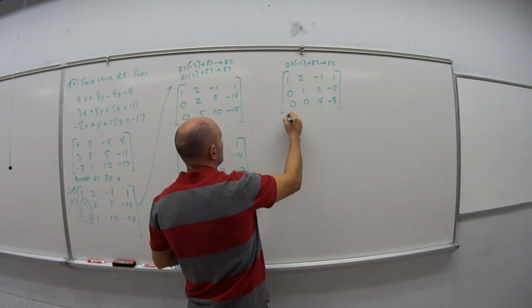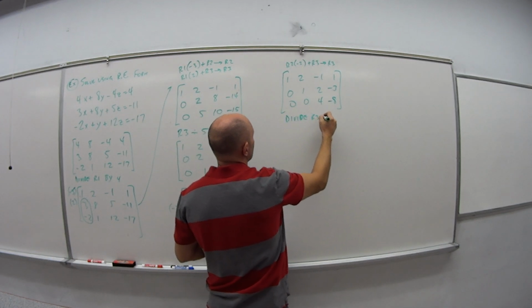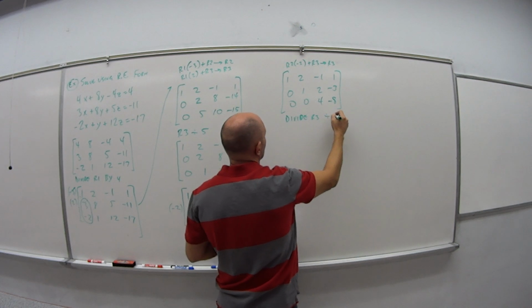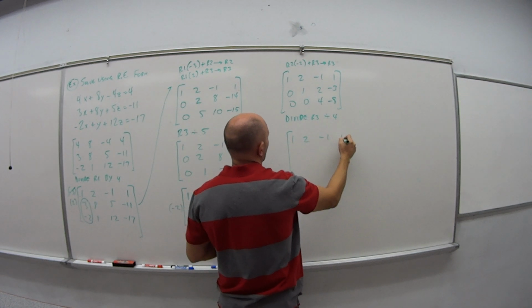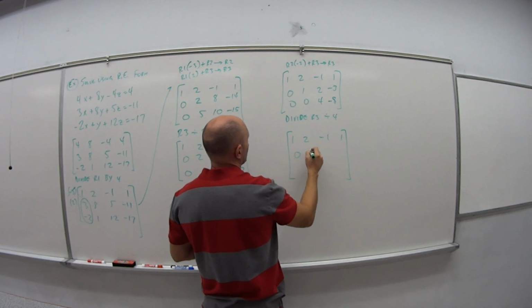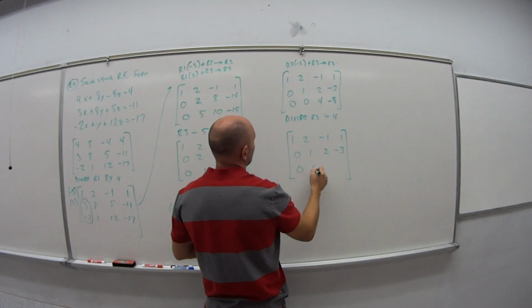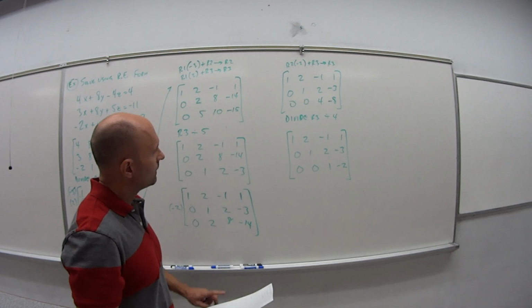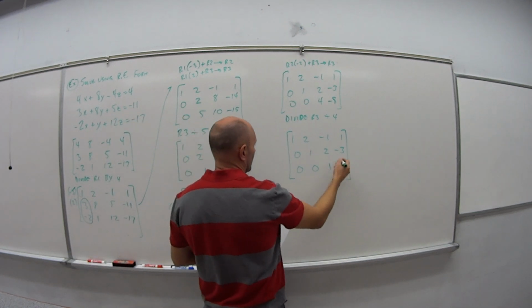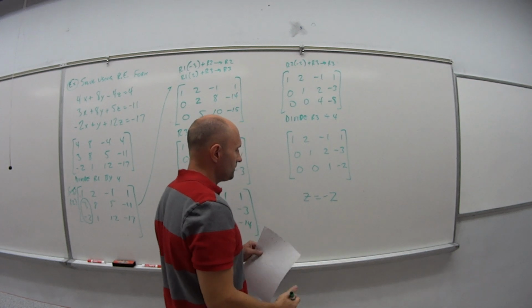So lastly, divide row 3 by 4. So I get what? 1, 2, negative 1, 1. 0, 1, 2, negative 3. 0, 0, 1, negative 2. So that means what? From this last row, I get z is equal to negative 2.